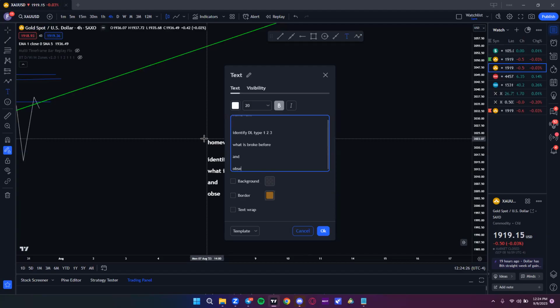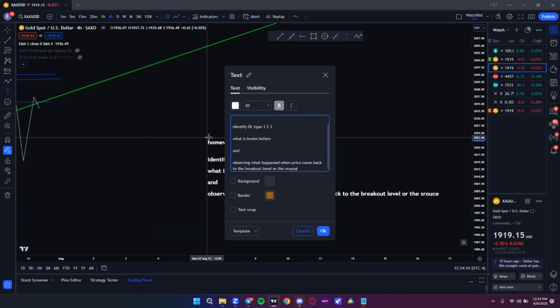And observing what happened when price came back to the breakout level or the source. This observation is what's going to clear up a lot of your doubts.